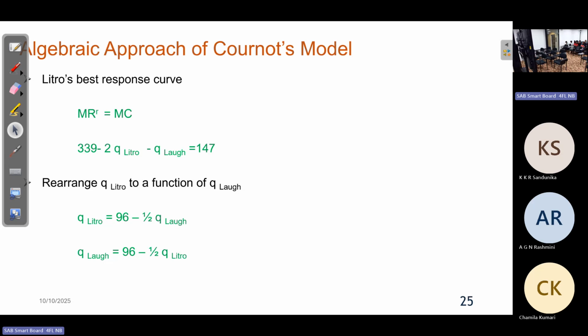Okay. Now is that clear? No. Now we have to find two functions: Firm 1's best response function and Firm 2's best response function. That means, depending on firm 2's output, what is the best response I should make?